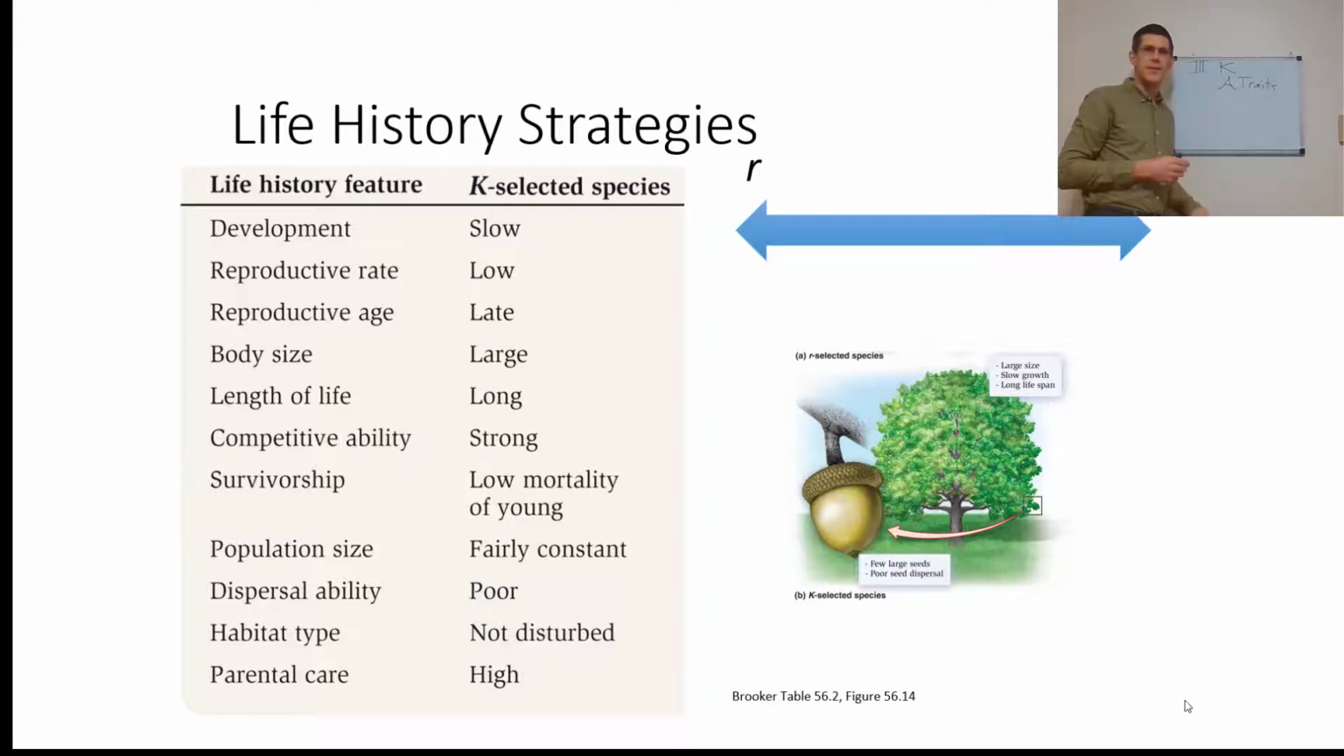Put it back in. But it's tolerant. That's the thing. It has a strong competitive ability. It has a low mortality of young. These are good things. Reproductive rate is, well, low. This thing hasn't flowered yet. It's 3 years old, no flowers. Reproductive age is late. When it does reproduce, it's not going to produce a ton of seeds.